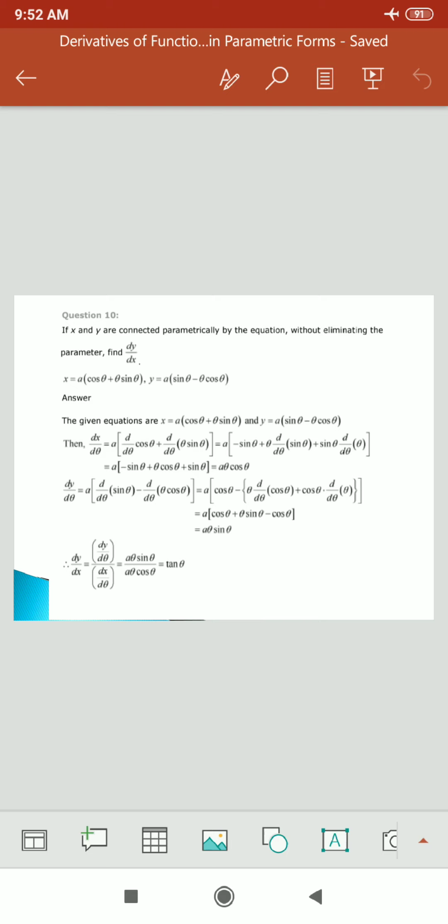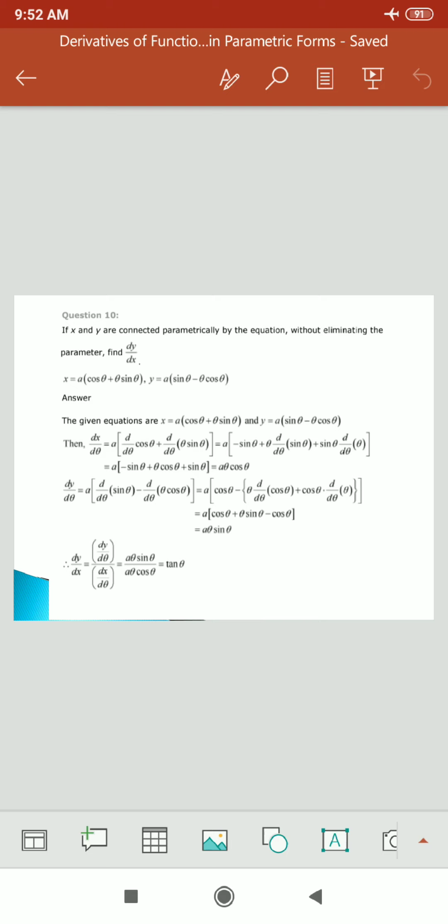Now differentiate y with respect to theta, we get dy by d theta, which is equal to a theta sin theta. Therefore dy by dx is equal to a theta sin theta by a theta cos theta, which is equal to tan of theta. In this way we find dy by dx.